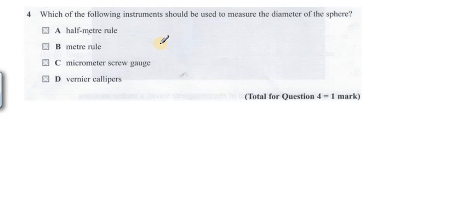Question number 4. Which of the following instruments should be used to measure the diameter of the sphere? Because the sphere is very small, the best option is the micrometer screw gauge.